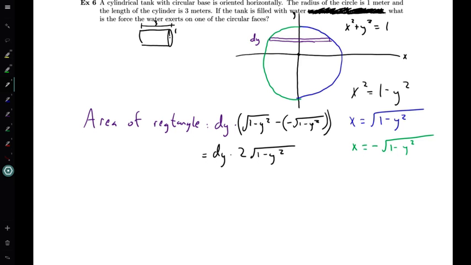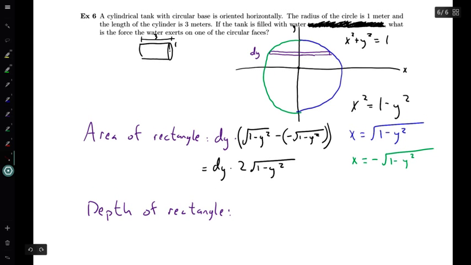I also need to know what is the depth of a given rectangle. Ooh, I misspelled rectangle earlier. Well, I know the y-coordinate, but the y-coordinate doesn't represent how deep below the surface of the water this particular rectangle is. For instance, the rectangle on the y-axis here is certainly not 0 meters deep, it's 1 meter deep. The rectangle maybe here at y equals 1/2 is going to be half a meter deep. At the very top it will be 0 meters deep, and at the very bottom it will be 2 meters deep. So the depth of the rectangle is the distance between the y-coordinate and y equals 1. In other words, the depth of a given rectangle is going to be 1 minus y.